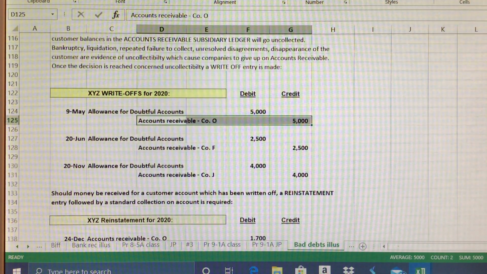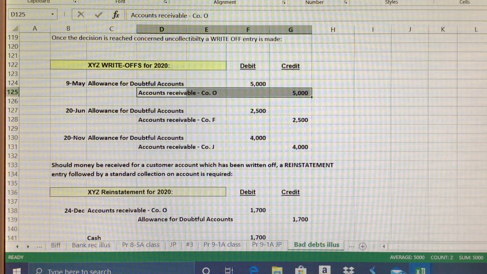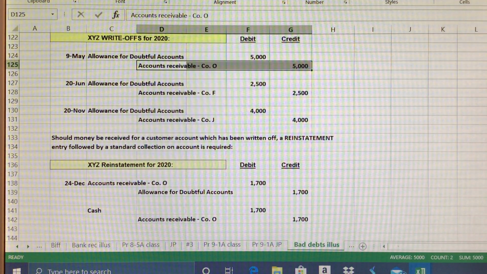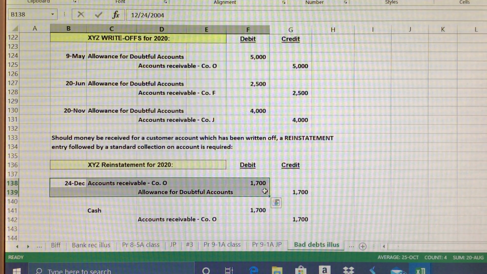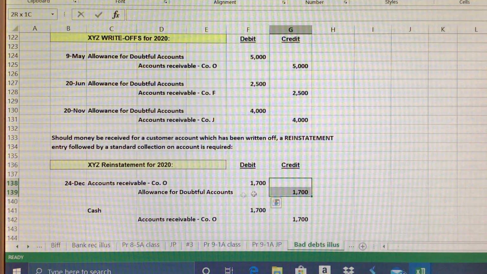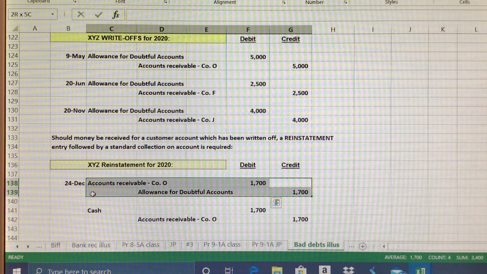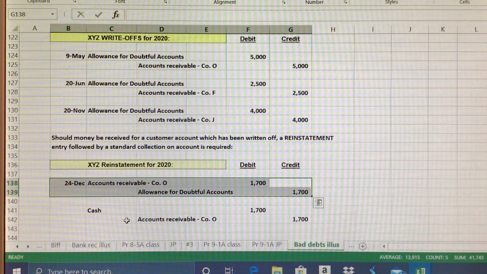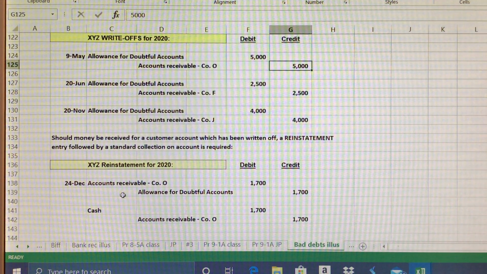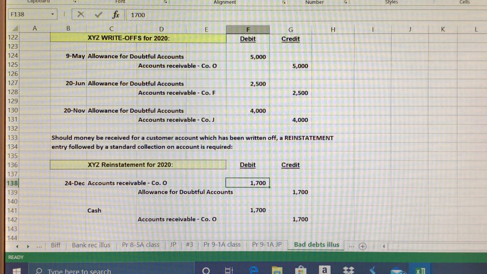And then the other kind of entry, which you're going to see in problem 91A, I'm going to do that next, is a reinstatement. In the real world, this hardly ever happens because companies don't like to write off receivables in the first place until they're absolutely, completely dead. But what happens here is you already wrote off this company over here, and then you are surprised. Why? You got $1,700 from this company after you wrote them off.